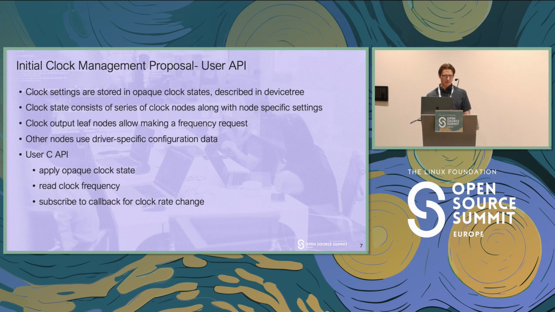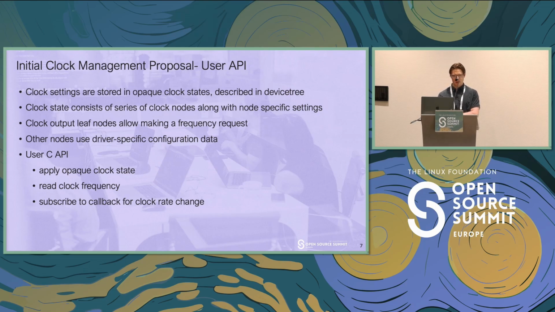Beyond that, I mentioned these clock output nodes, these special nodes, would allow you to make a frequency request. So these nodes, their device-specific data, would essentially be a request for a frequency. But the user API was essentially the ability to apply an opaque clock state by name, to read a clock frequency from an output clock, or subscribe to a callback. So that's the framework as initially proposed.